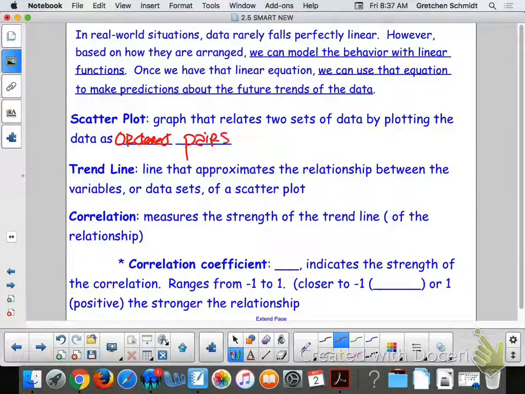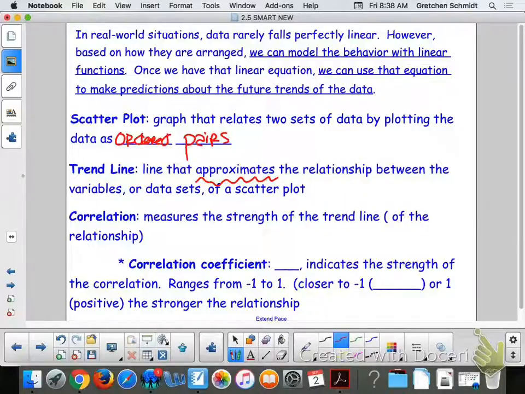So a scatter plot is where you have one of those graphs and it's just a whole bunch of dots everywhere. The trend line is then the line that approximates. Approximate, is it going to be perfect? No. The trend line then approximates your scatter plot.